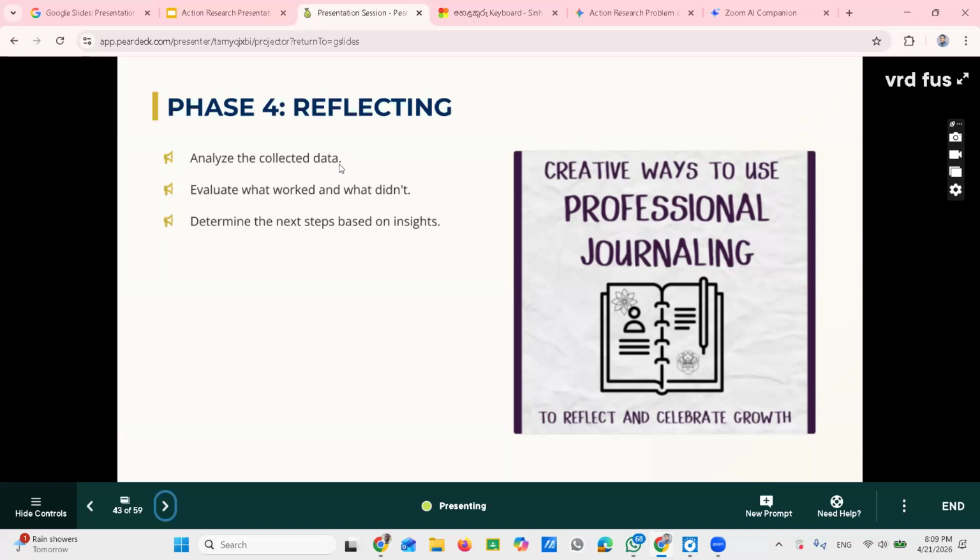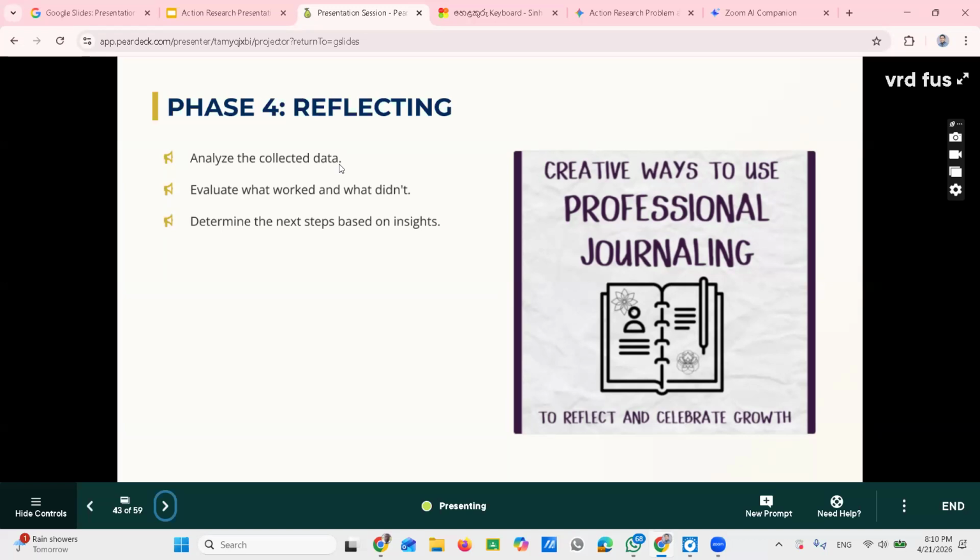You can organize your data in ascending or descending order, and then you can refer to the data. That is one way of analyzing. Or you can organize your data in the form of tables, or you can put your data in a graph. Like that, you can analyze the data. The second point to focus on is to evaluate what worked and what didn't. Through the data analysis, you can understand what worked and what didn't work.